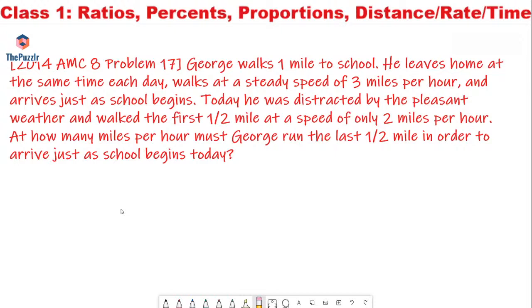George walks 1 mile to school. He leaves home at the same time each day, walks at a steady speed of 3 miles per hour, and arrives just as school begins. Today he was distracted by the pleasant weather and walked the first 1/2 mile at a speed of only 2 miles per hour. At how many miles per hour must George run the last 1/2 mile in order to arrive just as school begins? Our last problem, let me start your 60-second timer.